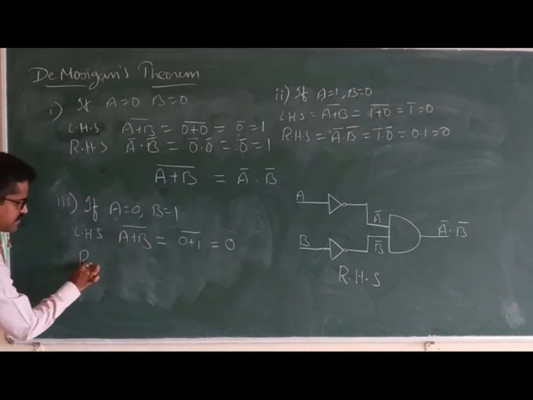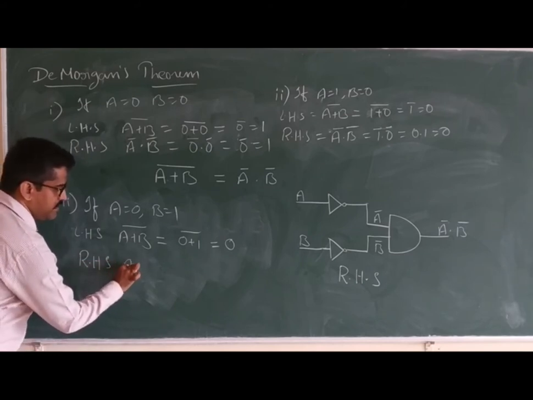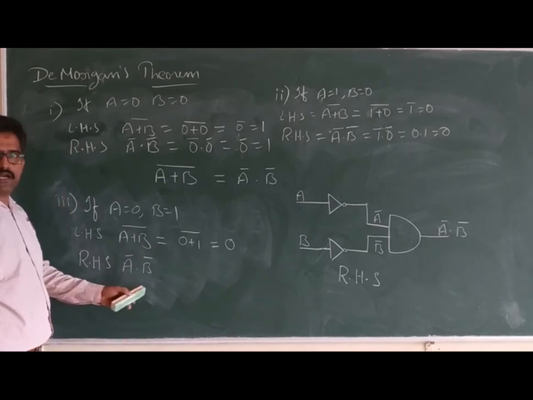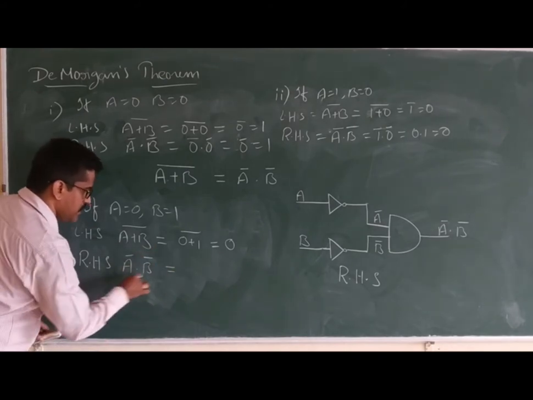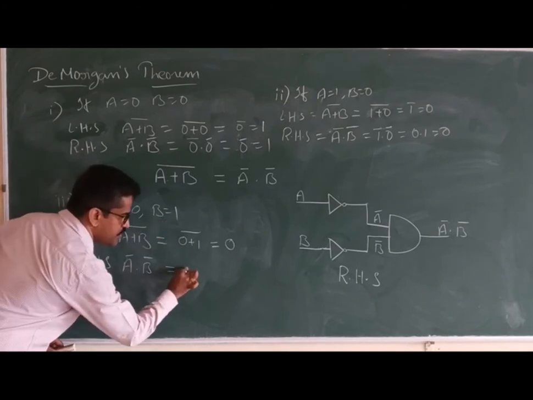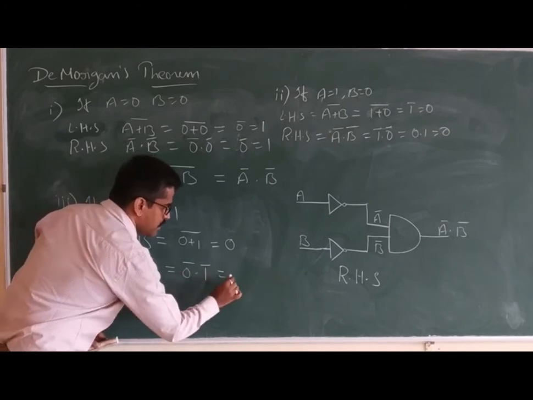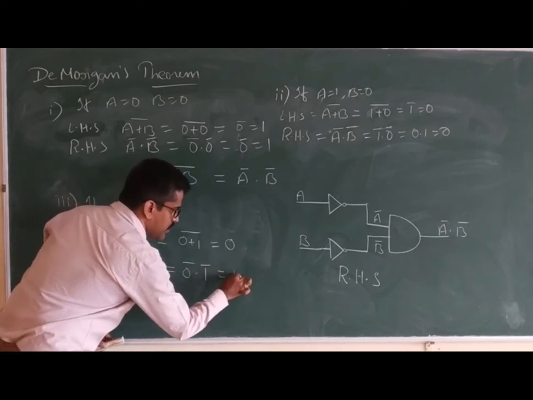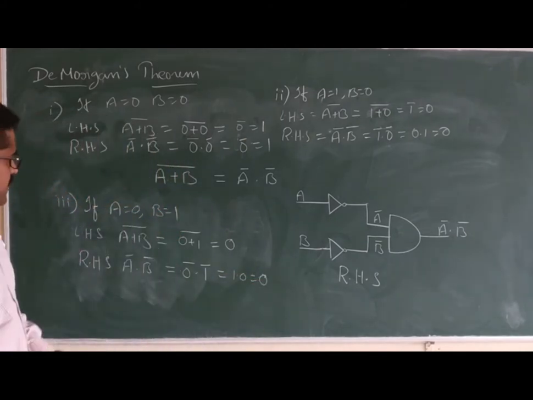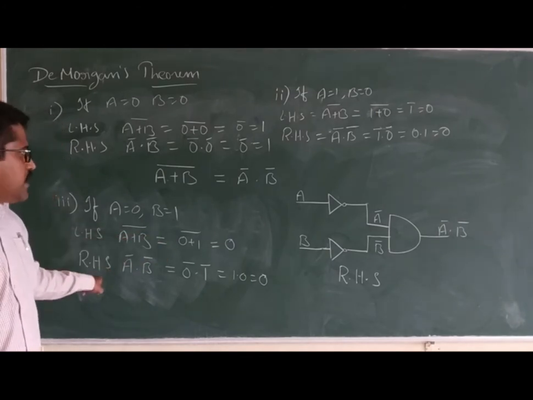Similarly, RHS. Here, for A dot B, the output is A complement dot B complement. Here A is equal to 0, B is equal to 1. So 0 complement dot 1 complement, which again gives 1 dot 0, which is also 0. So in this case we prove that LHS is equal to RHS.